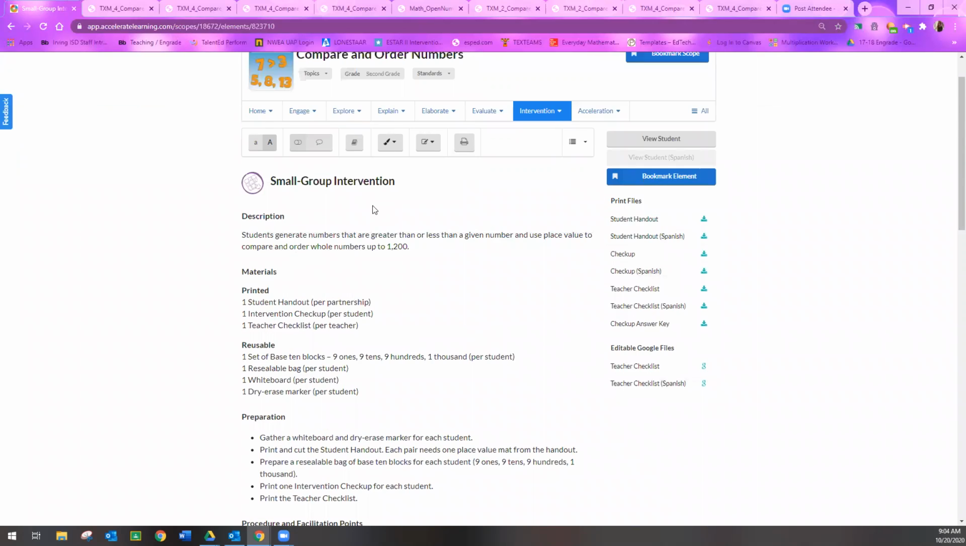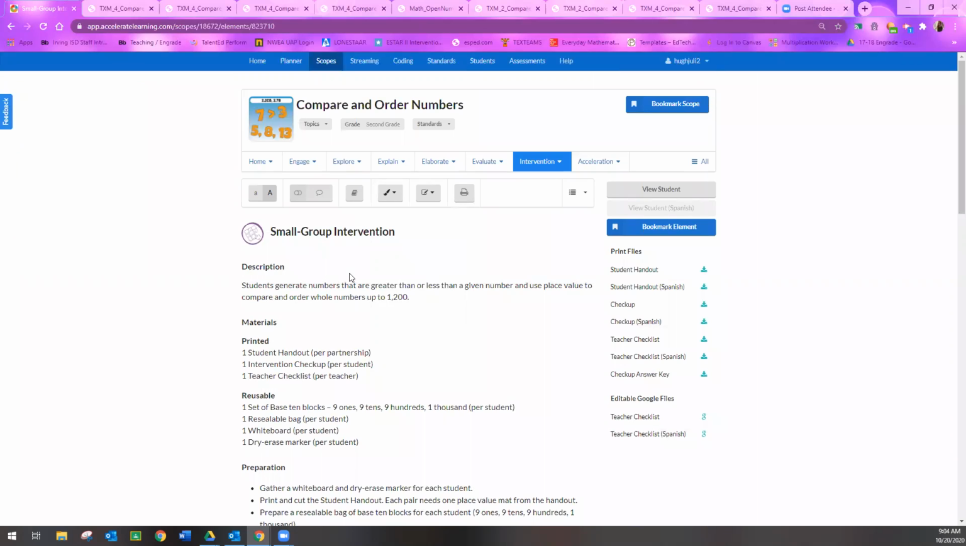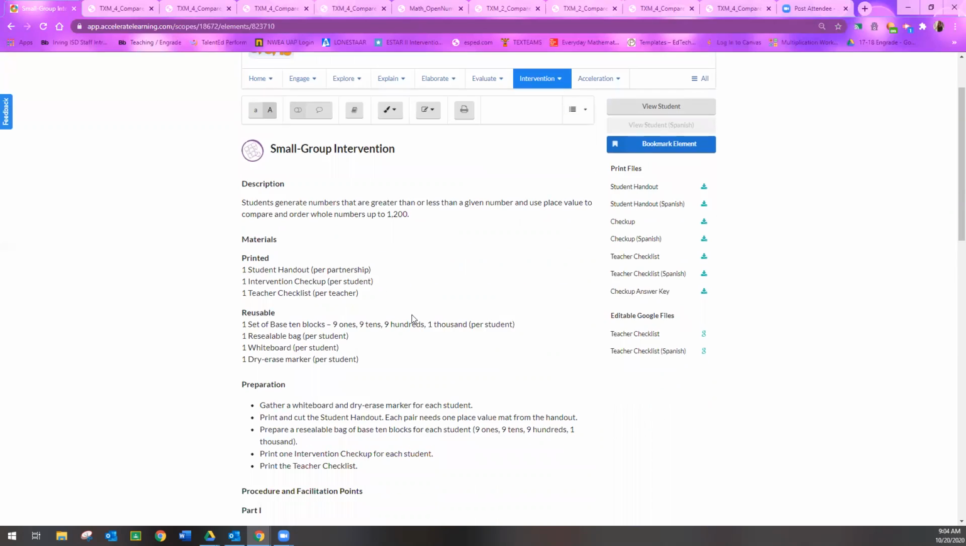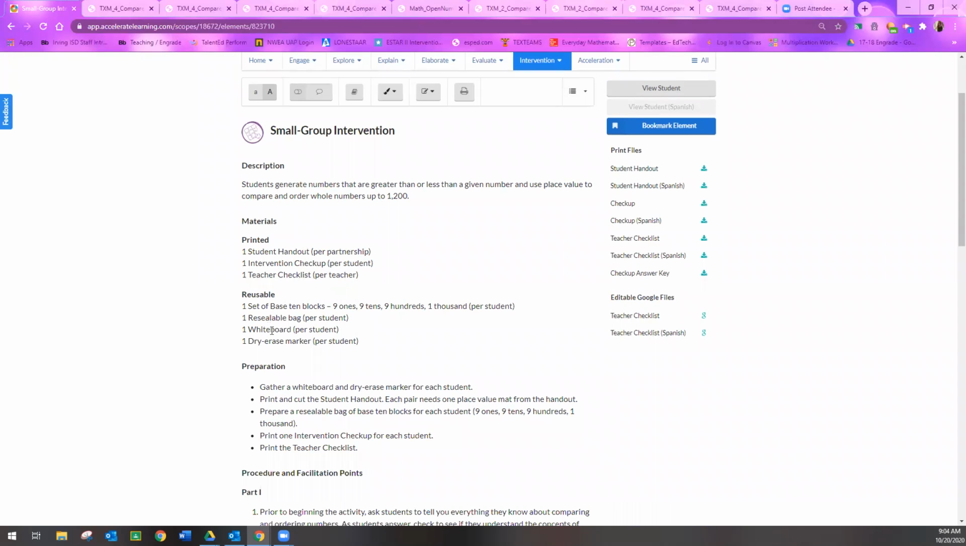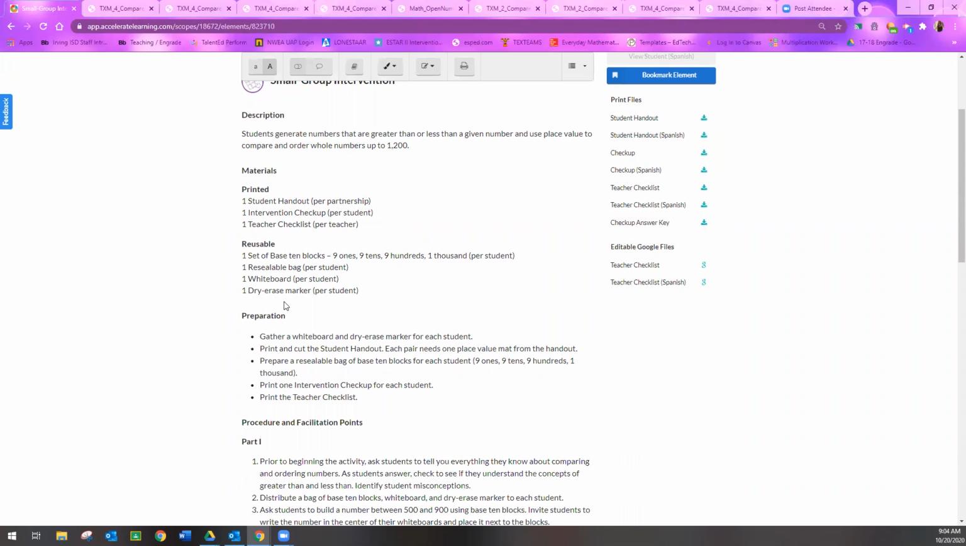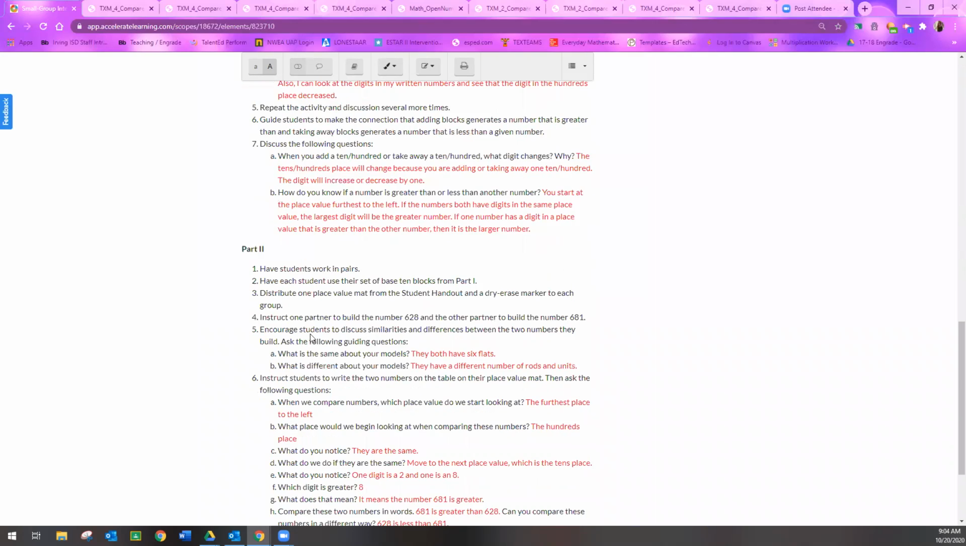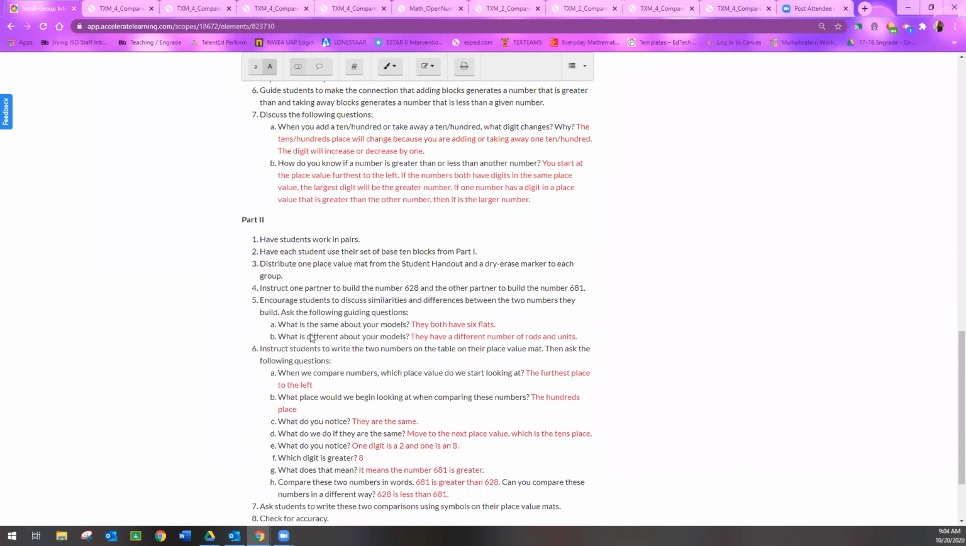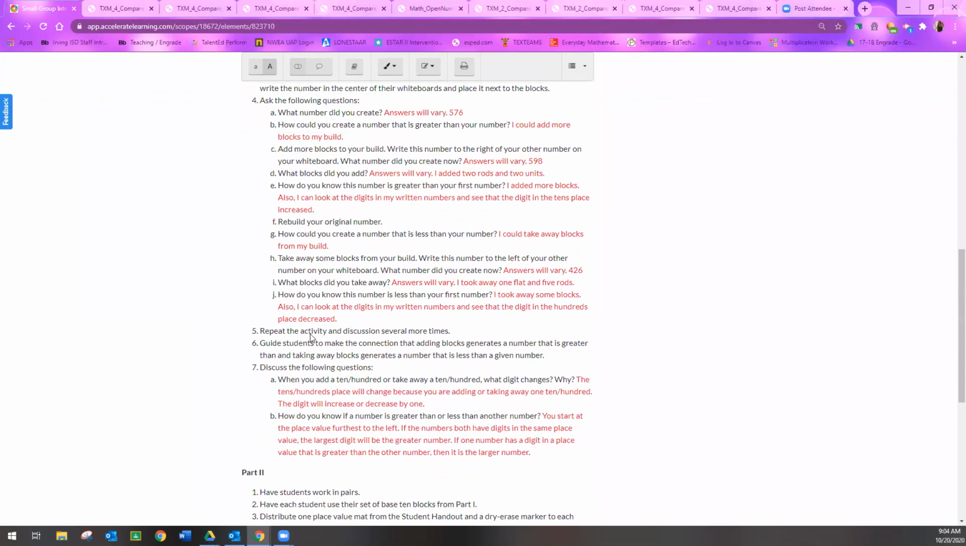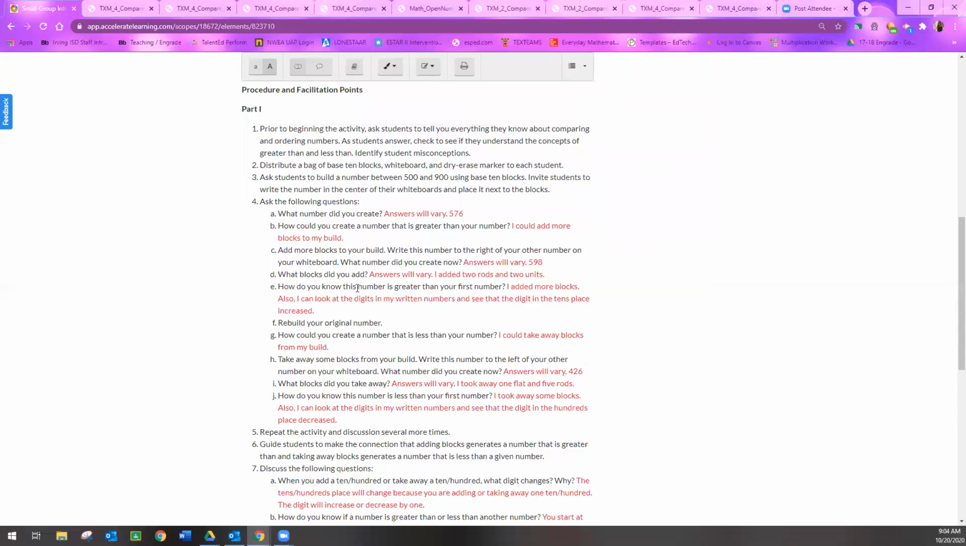So again, this is the second grade intervention lesson that vertically aligns to that fourth grade TEK 4.2C. It tells me everything I need to print, all the reusable manipulatives I may need to have on hand, how to prepare it. And this one has two parts. So it has a part 1 and a part 2. Some lessons will have up to 4 different parts. Again, you're going to break this up over the period of the week.